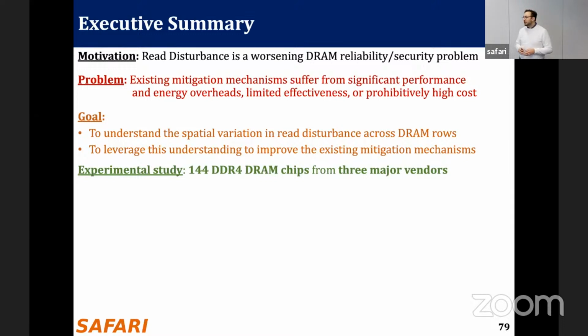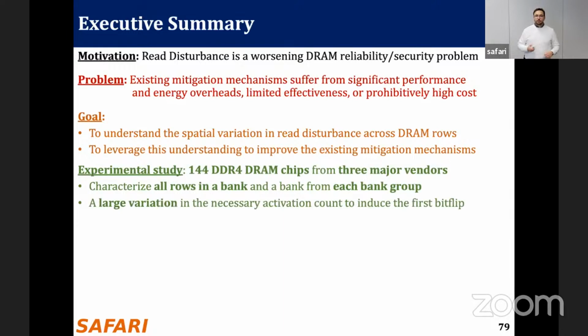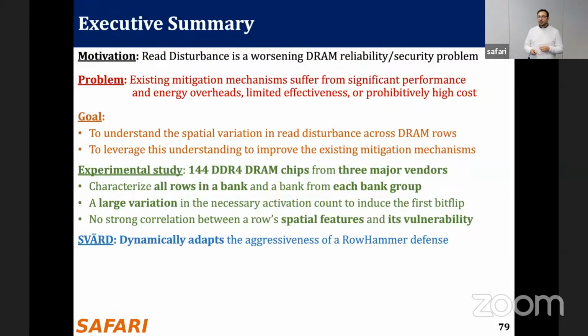For this, we test 144 DDR4 DRAM chips from 3 major manufacturers and characterize all rows in a bank and a bank from each bank group. We observe a large variation in the necessary activation count to induce the first bit flip. Although we do not observe any strong correlation between a row's spatial features and its read disturbance vulnerability, we still come up with this mechanism called Svärd.